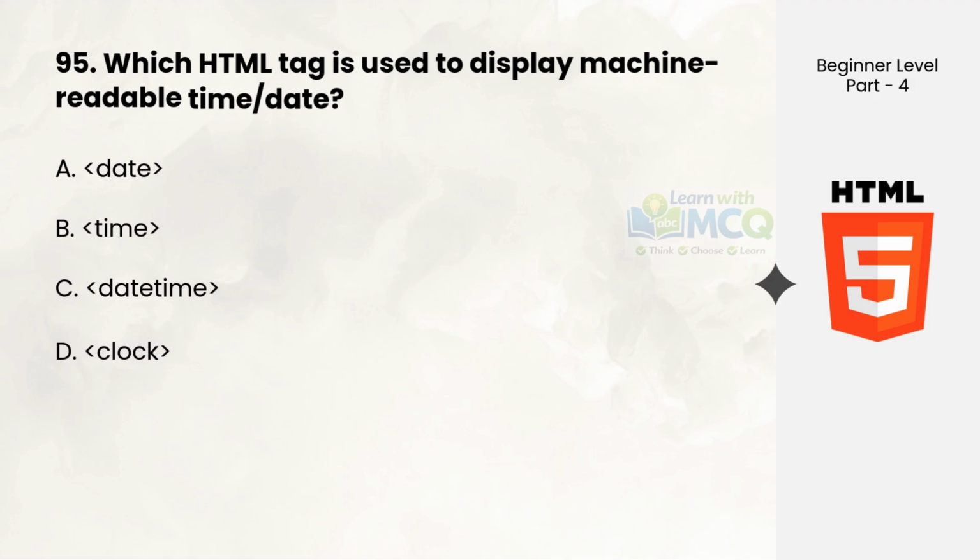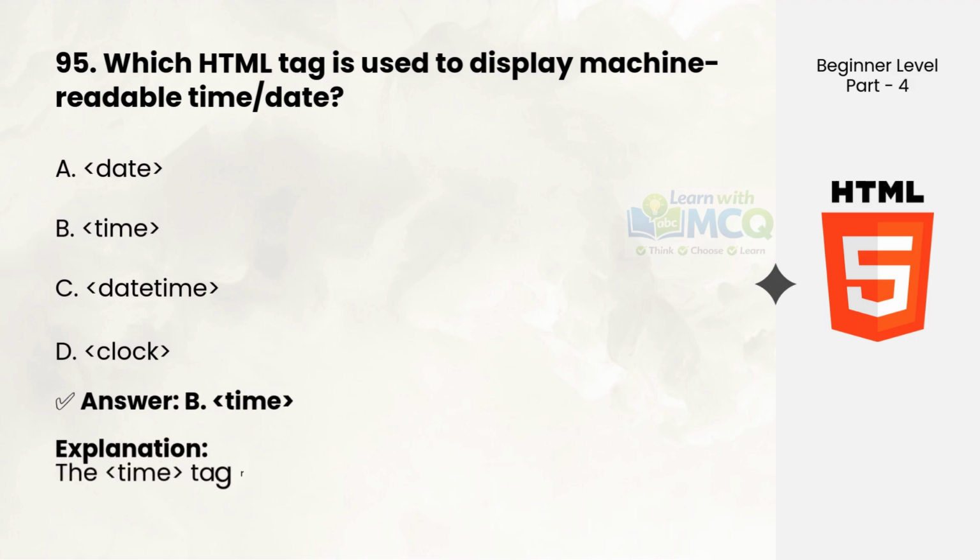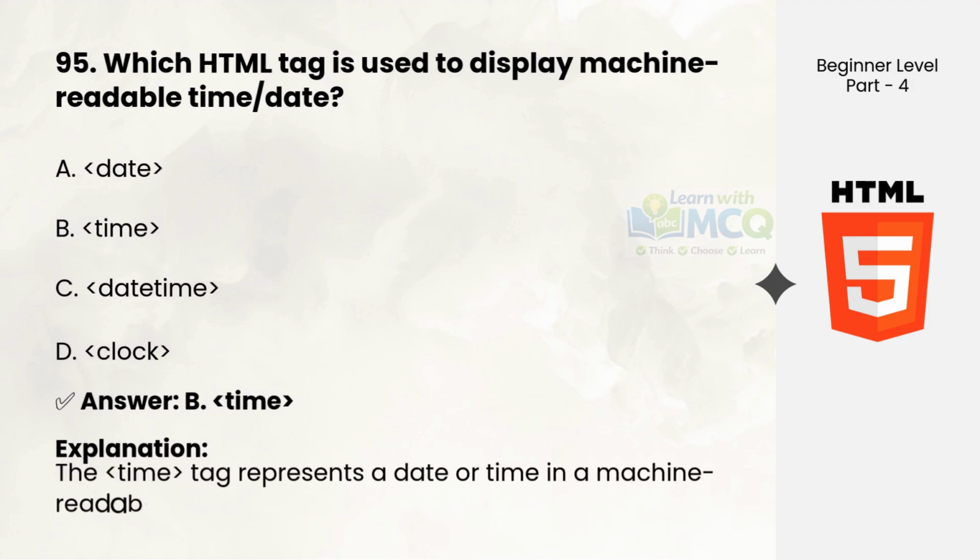Question 95. Which HTML tag is used to display machine-readable time or date? Options are: A. Date. B. Time. C. Datetime. D. Clock. The correct answer is B. The time tag represents a date or time in a machine-readable format.